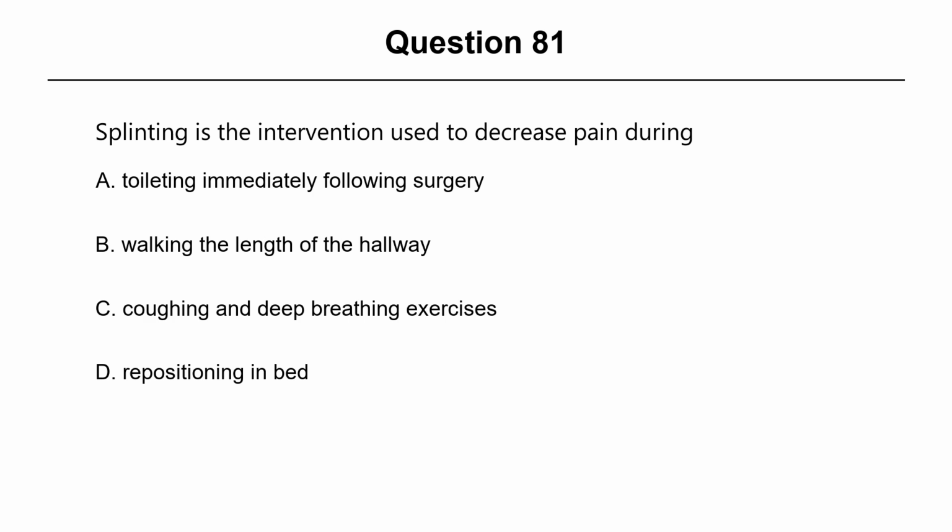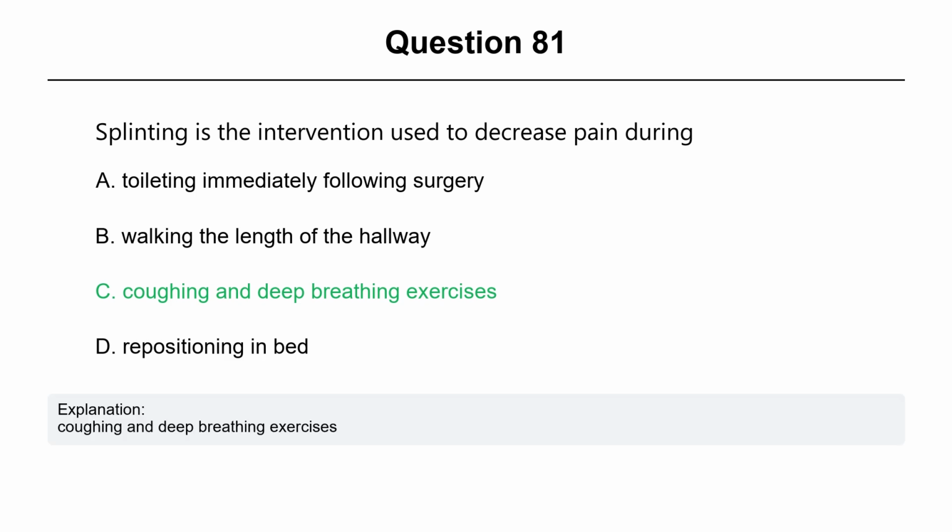Question 81. Splinting is the intervention used to decrease pain during: Option A, toileting immediately following surgery. Option B, walking the length of the hallway. Option C, coughing and deep breathing exercises. Option D, repositioning in bed. The correct answer is option C, coughing and deep breathing exercises.